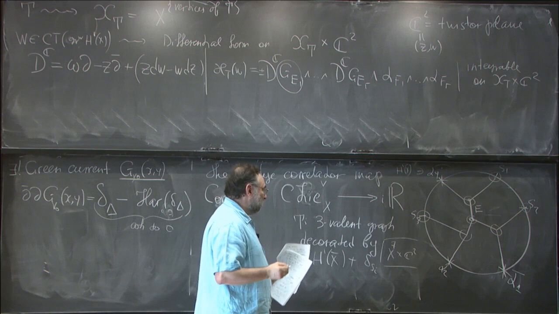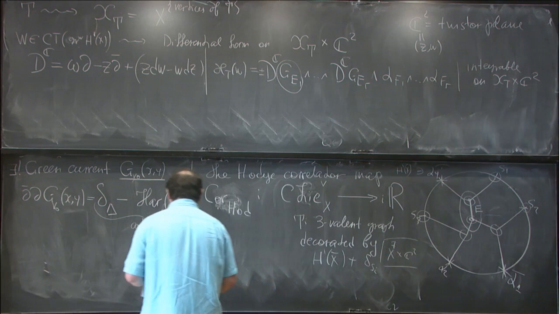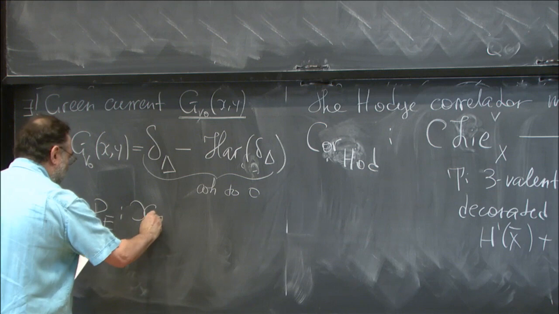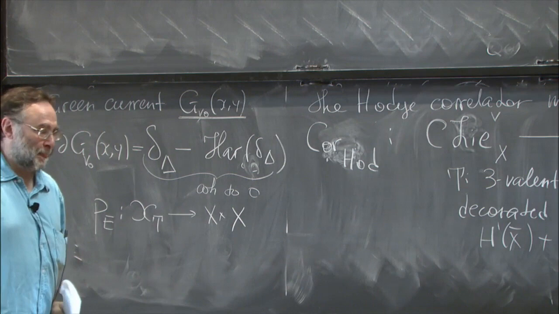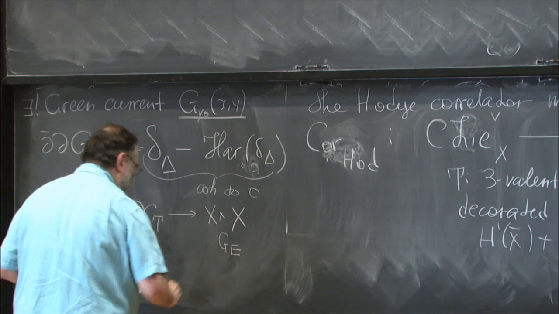And so I'm about now to say this. Let's take an edge, for example, this one. This edge defines your projection called P sub E from this x sub t to x cross x. On this x cross x, you have a distribution of function, Green function G sub E.